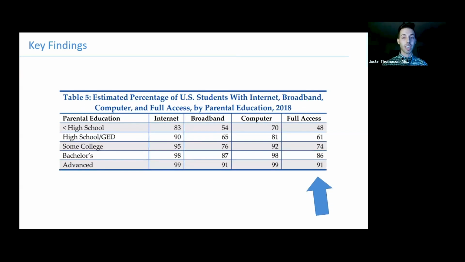Parents' educational attainment is also a major factor. As you can see here, the more education that parents have, the more likely their students are to have this full access, ranging from 91% for parents that have advanced degrees all the way down to 48% for students whose parents did not complete high school.